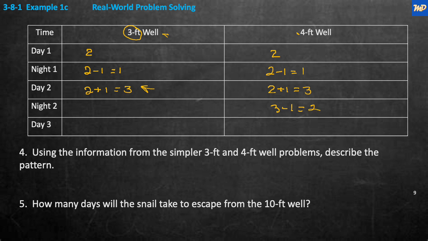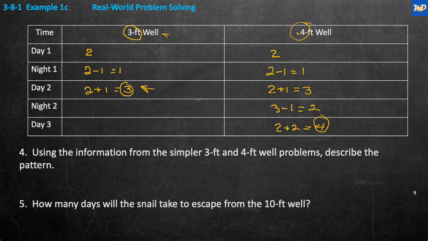So on day 3, what happens? You start at 2. You add 2 to it, and you're at 4 feet. And how deep is the well? 4 feet. So it took one whole day and night, another whole day and night, plus a whole day to go 4 feet. So it's the depth of the well minus 2, plus 1 day.